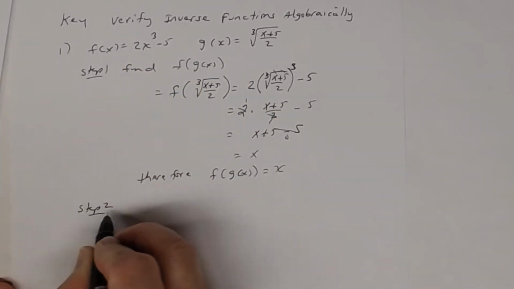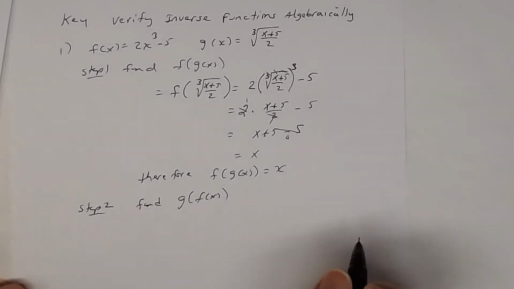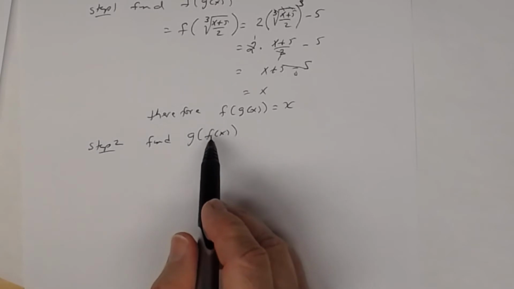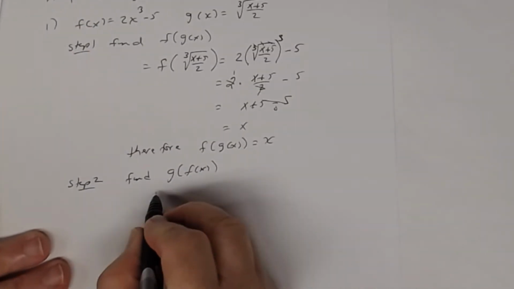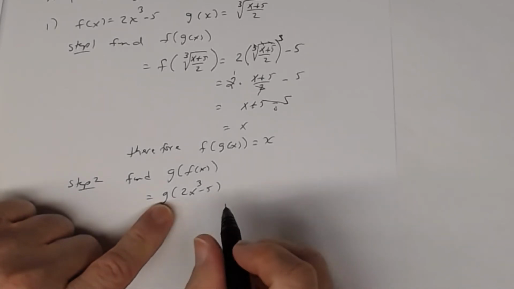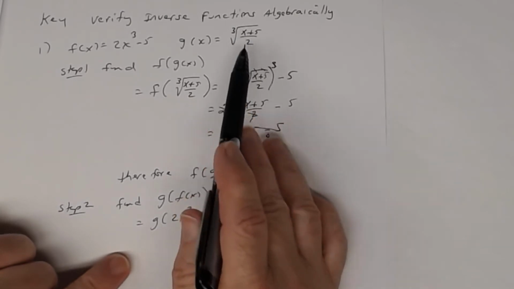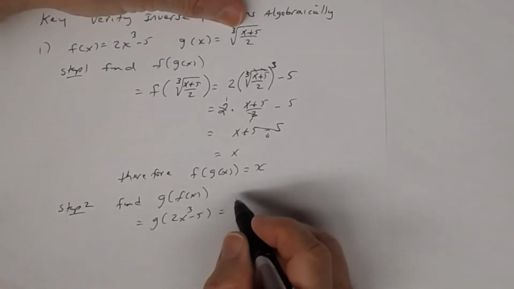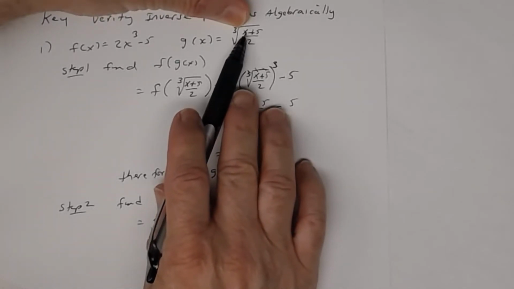So step 2 is you want to find g of f of x. Now remember from previous lessons, this is a composition, so you've got to find f of x first. f of x is this function here, 2x cubed minus 5. So that becomes g of 2x cubed minus 5. What that tells me to do is go to my function g, and wherever I see the variable x, I'm going to substitute 2x cubed minus 5. So I get the cube root of, remember, I'm substituting f of x in place of x here.